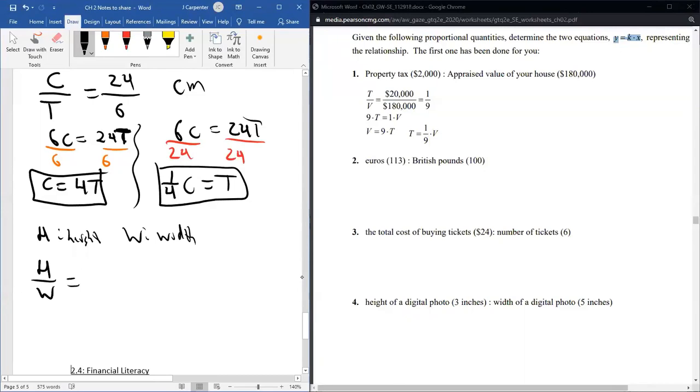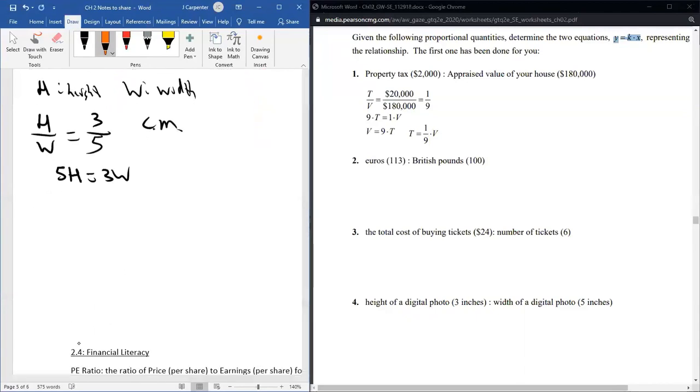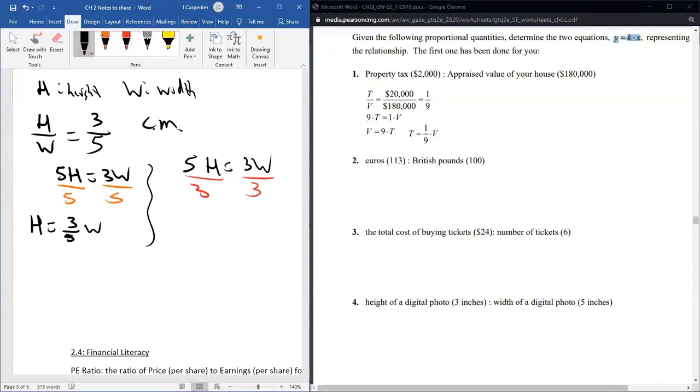Because I did height over width, I go 3 over 5. If you did width over height, you'd go 5 over 3. Cross multiply. So you get 5h equals 3w. Depending on which one you solve for, divide by either 5 or 3. If I want to solve for h, I divide by 5, which tells us h is equal to 3/5 w. Or if I want to solve for w, I divide by 3. And I only, in the real world, only have to do one of these.